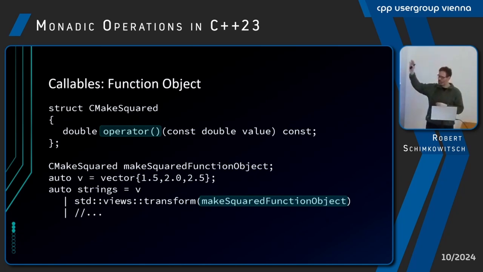Function objects also work directly. So if you have a function object, you can just pass it in. And basically, a lambda and a function object are very closely related, so there's no surprise.